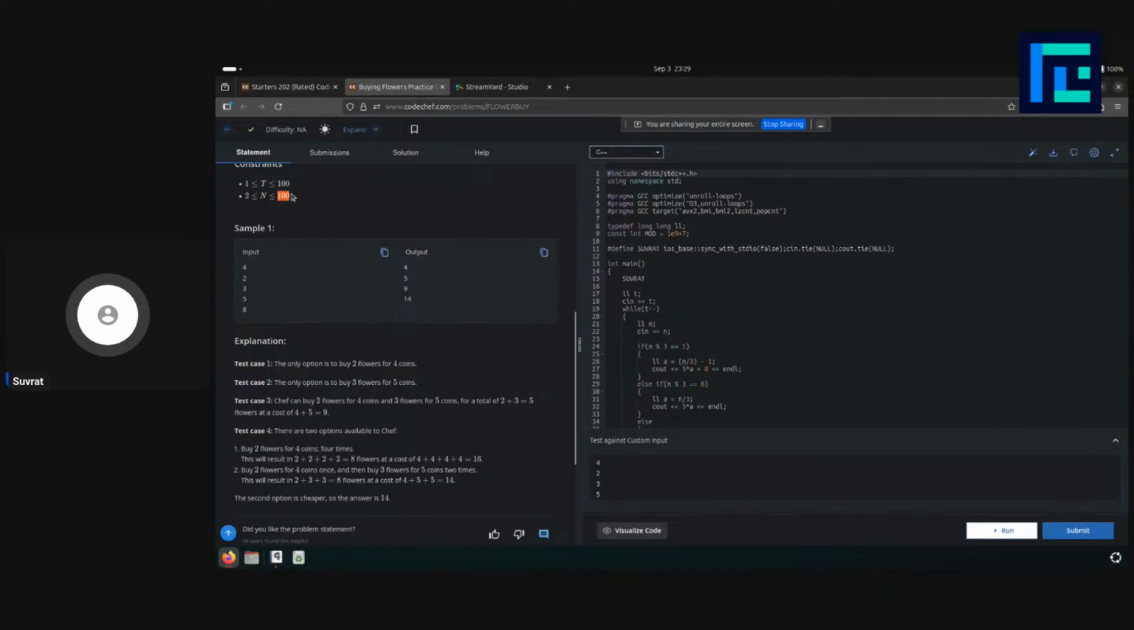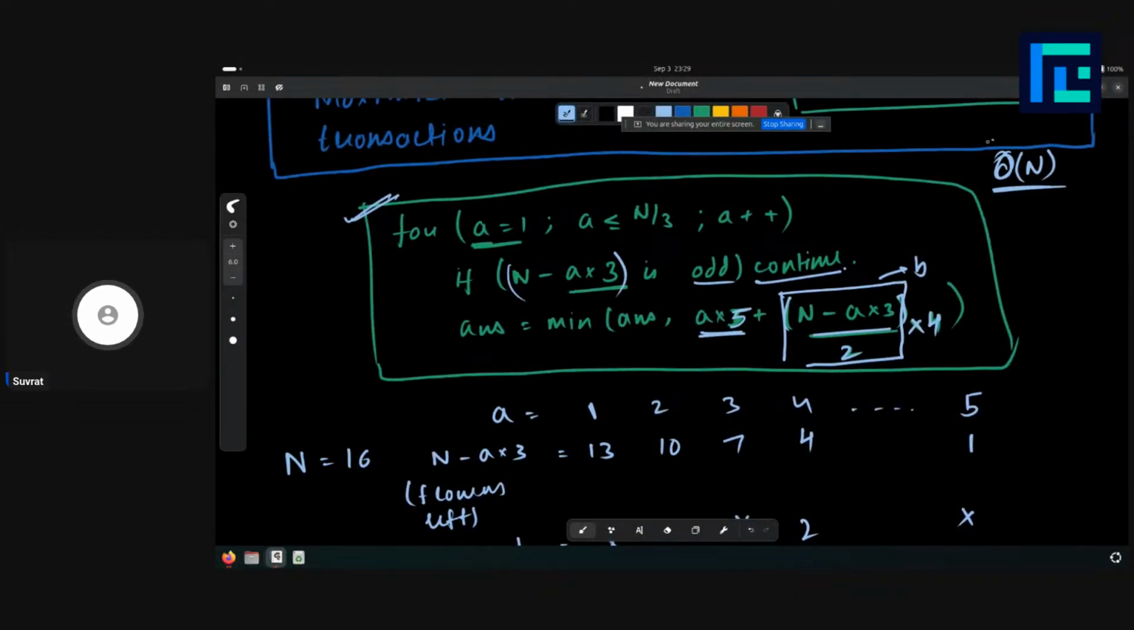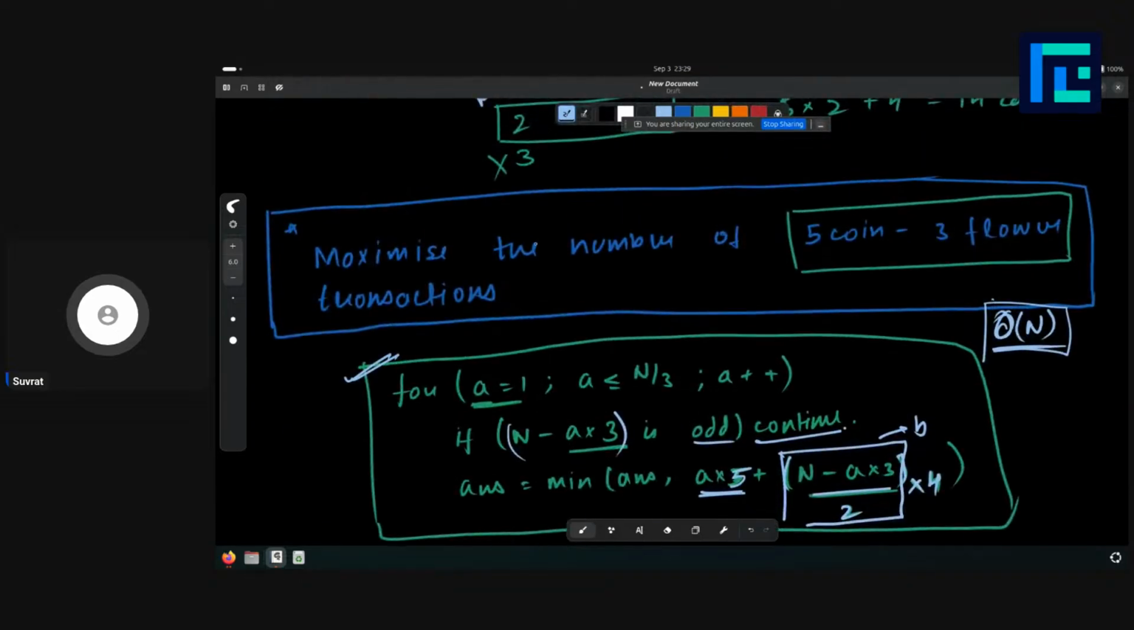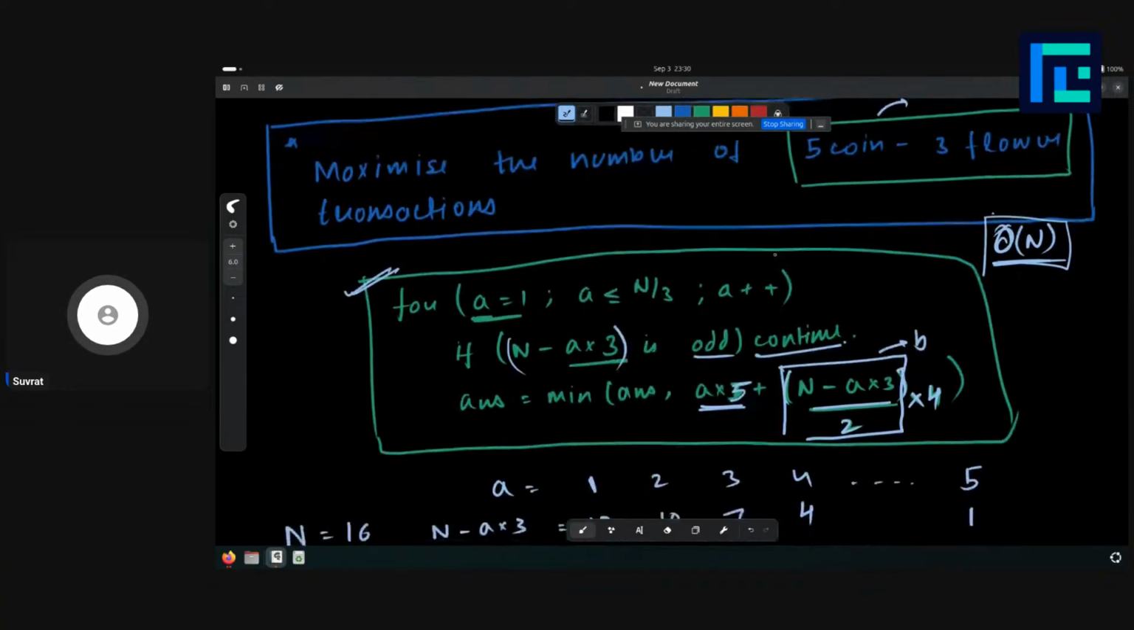The time complexity that this solution will take would be n into t, that would be just 1000 operations, 10,000 operations. So this is a passable solution, but we can do better since we have this observation that we need to maximize the number of A transactions. So basically I'm calling this A. So we need to maximize the number of A transactions.